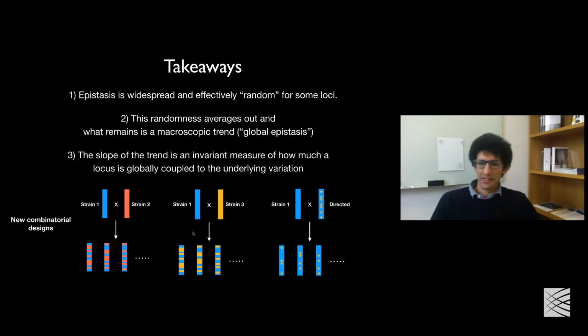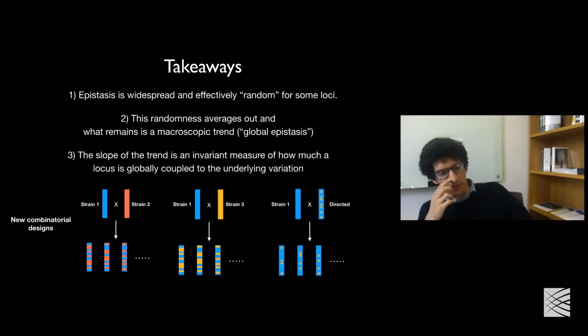We can imagine that we can also do some directed mutations on the genome, or repeat the same process in order to measure how a particular locus is coupled to a certain set of loci across the genome, right? So the essential point here is that we can use insights from the theory to come up with new combinatorial designs to figure out how different loci on the genome interact with other genes across the genome.